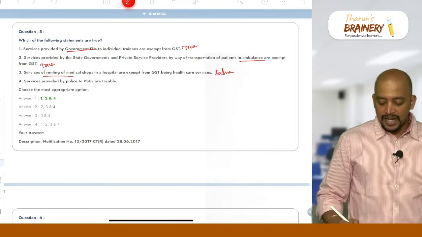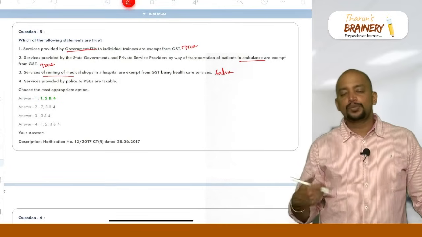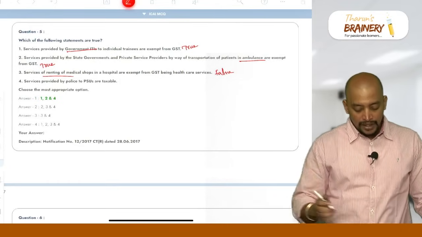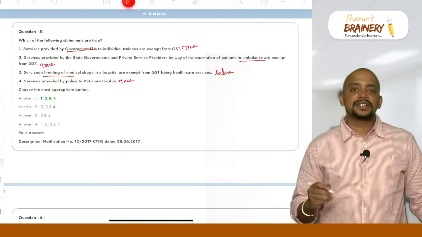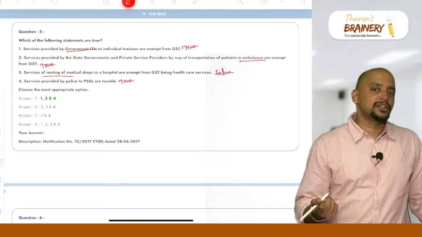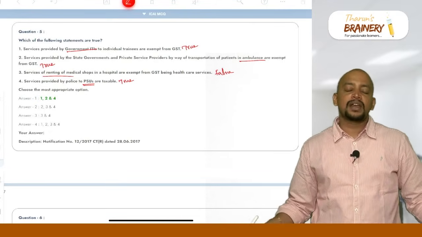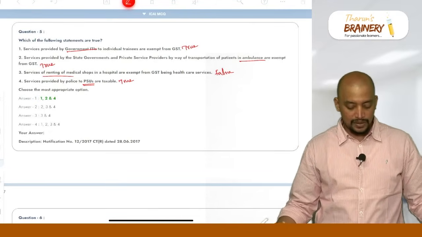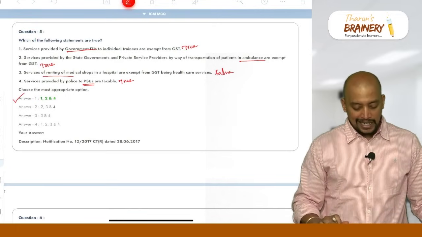That will be services provided by police to PSUs. Police to PSUs are taxable. True, we don't have any exemption. It will not come under interdepartmental service. Interdepartmental means one department of central government or state government to another department of central government or state government. PSU is not a government department. So, therefore, it will be coming under business entity. It will be taxable. Okay, true. So, 1, 2 and 4, option A is the correct answer.